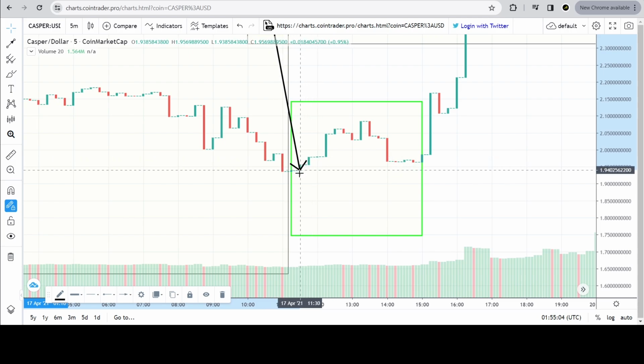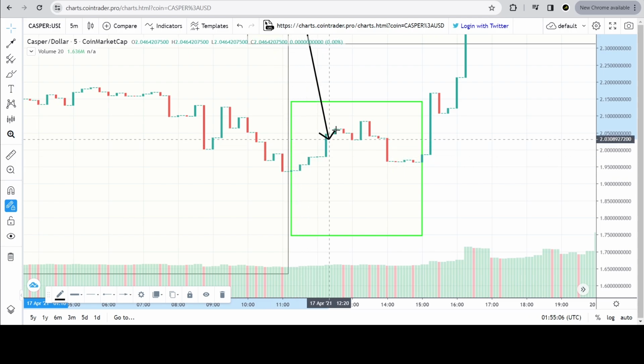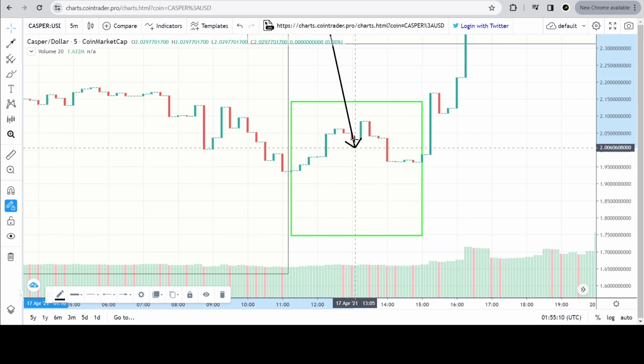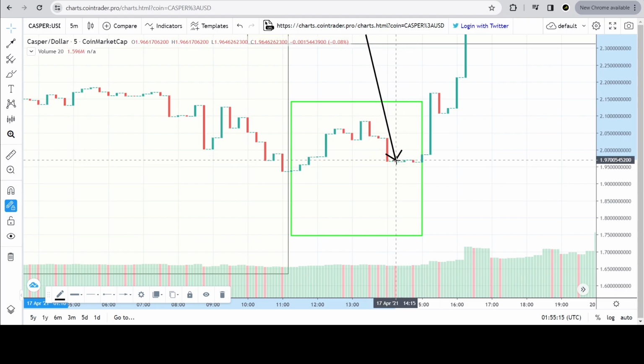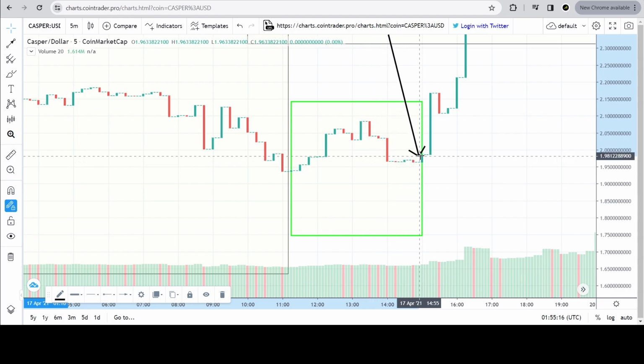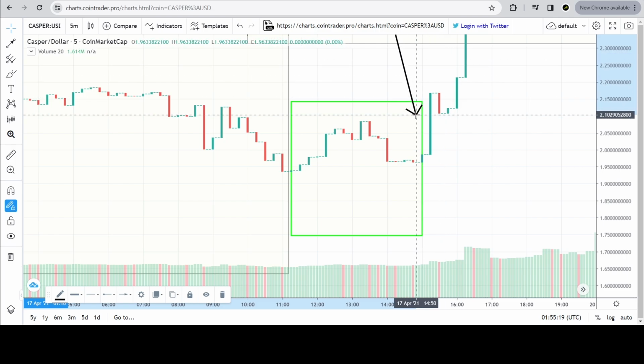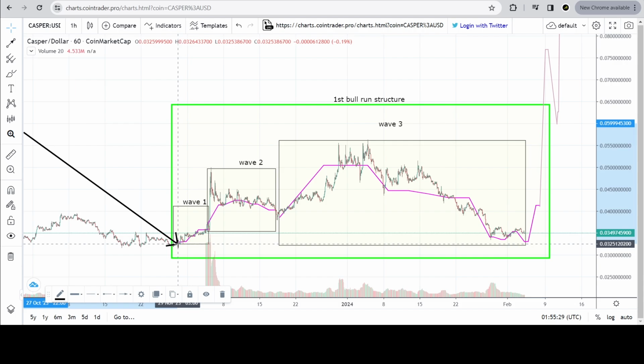There's this wave right here, what I call the first wave. There's this part right here, which I call the second wave. And then there's this part right here, which I call the third wave. And this, I consider it part of the third wave. It's the final little bounce on that third wave before price begins to move up aggressively into the next bull run structure.